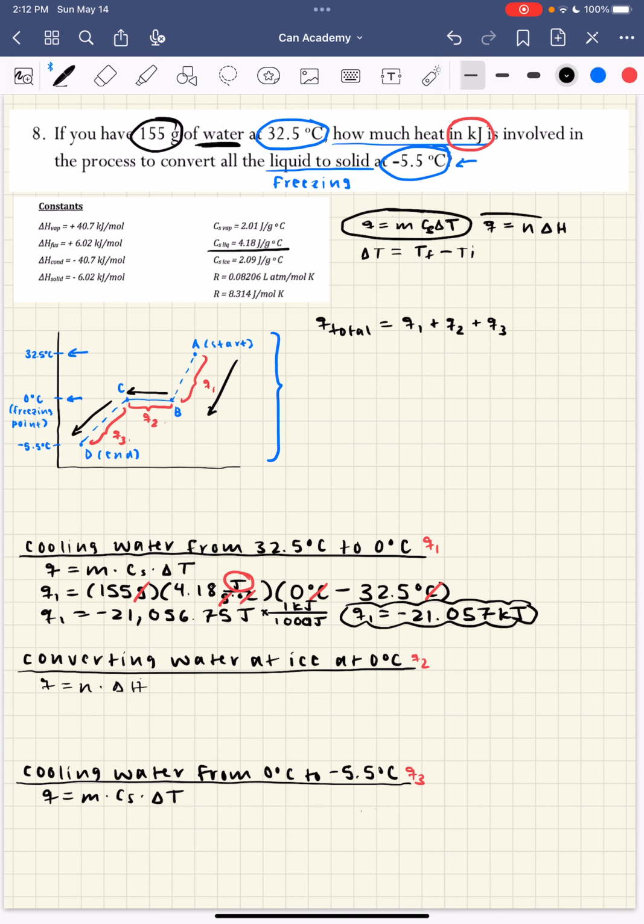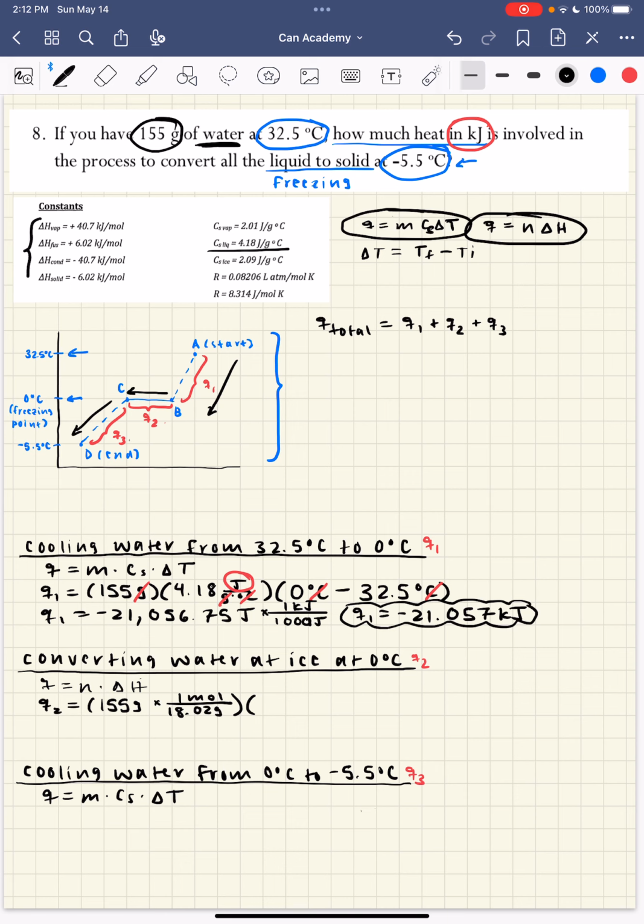So that means we're going to want to use the other equation for heat, which is heat equals the number of moles times the change in enthalpy. So to determine the value for Q2, first we're going to find the number of moles, which we do by multiplying the given mass times 1 mole over the molar mass of water, because remember we're starting as water, which is 18.02 grams. And then we're going to multiply that by the change in enthalpy.